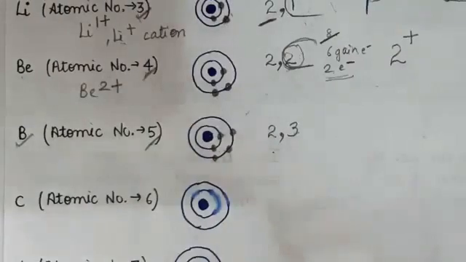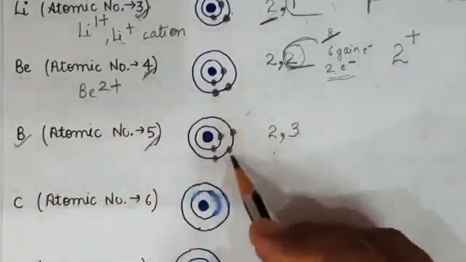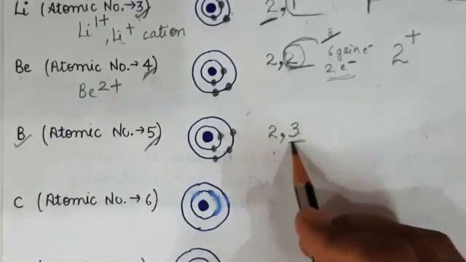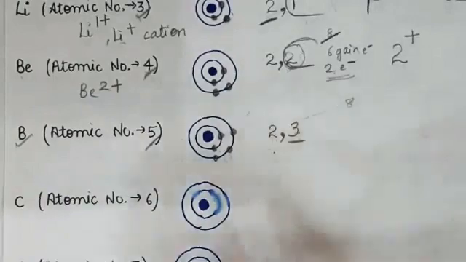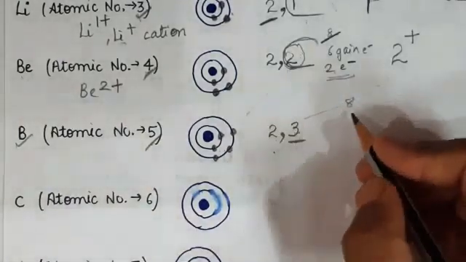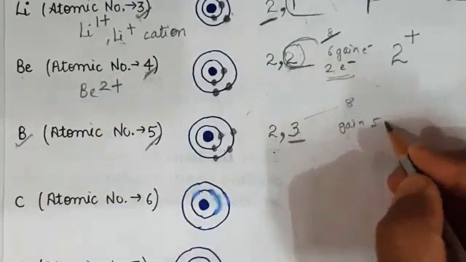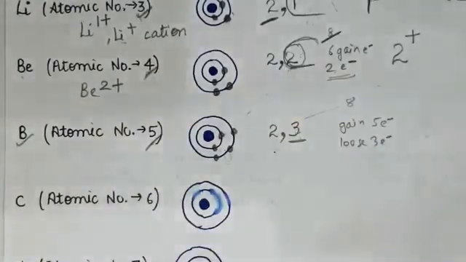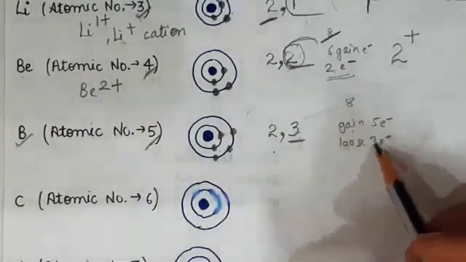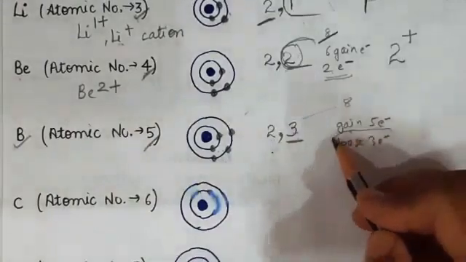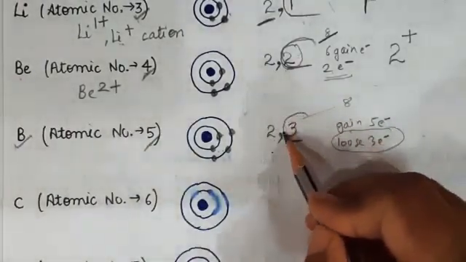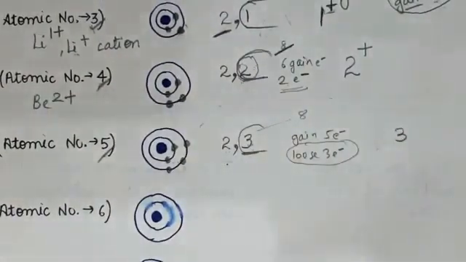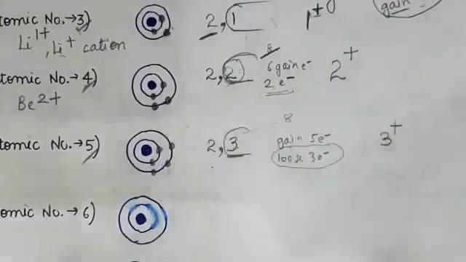Okay. Coming to the next example, boron. Electronic configuration is 2, 3. So now see, we need to make this outermost shell an octet, meaning 8. So it will either gain 5 electrons or it will lose 3 electrons. Which one is easy? Gaining 5 electrons or losing 3 electrons? Losing 3 electrons is easy. So 3 electrons are lost. So what is the valency? 3. And what is the charge? It is losing. Charge will be plus.